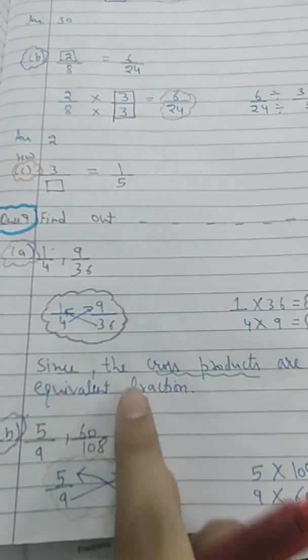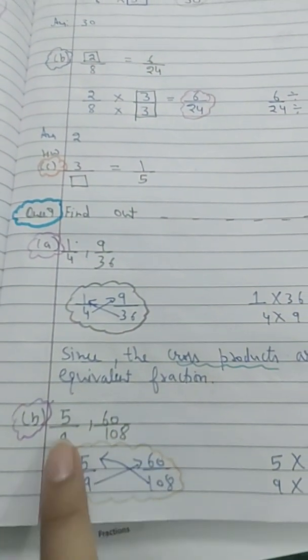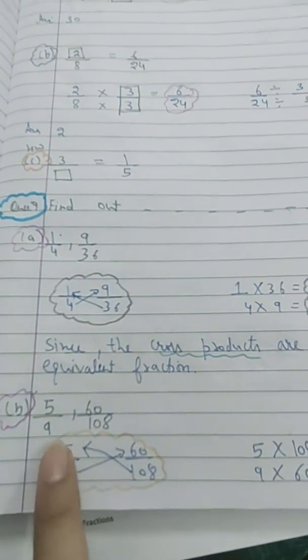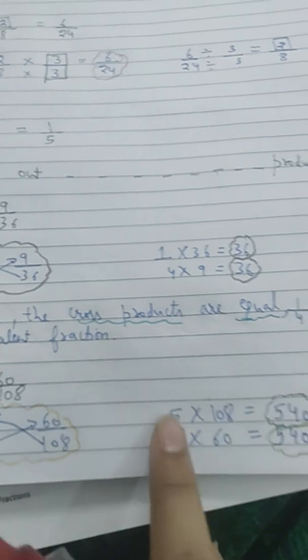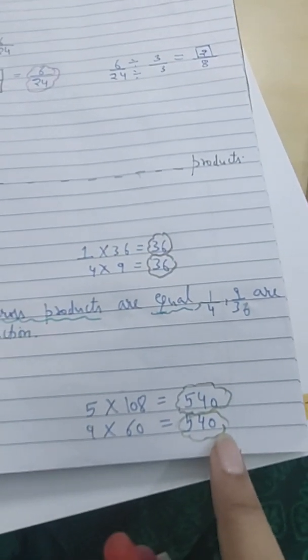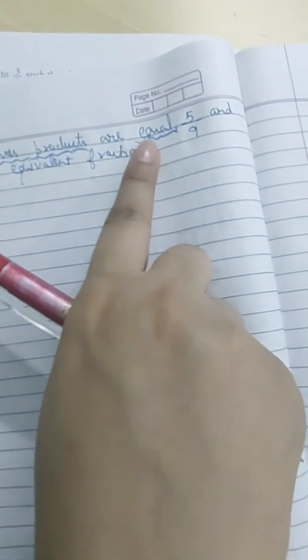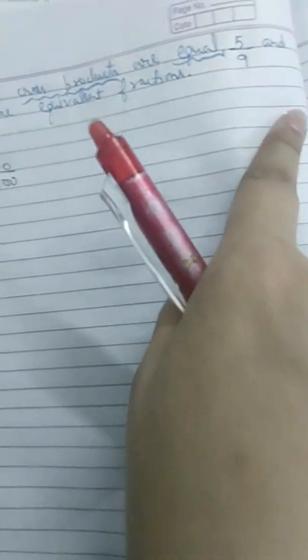Now 5 by 9, 60 by 108. Again 5 will multiply by 108 and 9 will multiply by 60. 5 108s, 5 9s, 60. Okay. So 5 108s is 540. 9 multiplied by 60 is also 540. So it means that the cross products are the same, equal. Cross products are equal. So 5 by 9 and 60 by 108 are equivalent fractions.